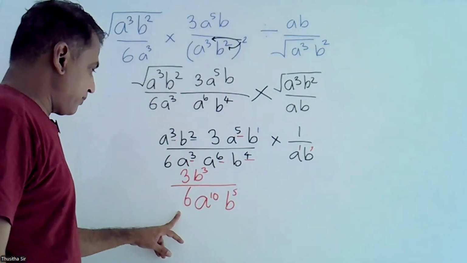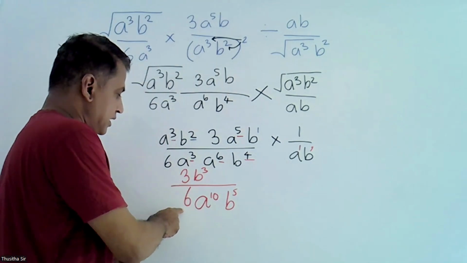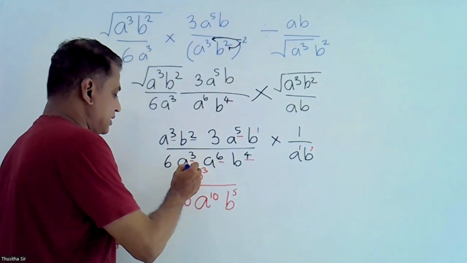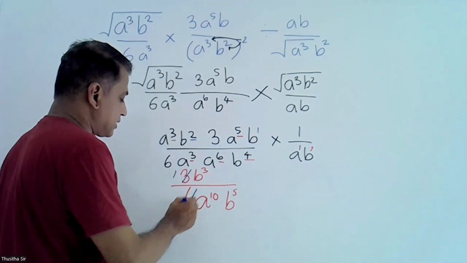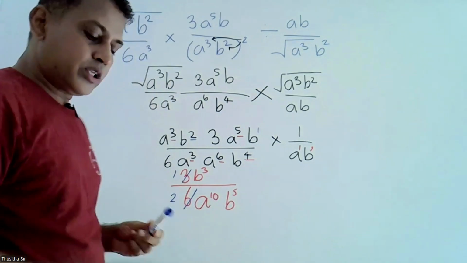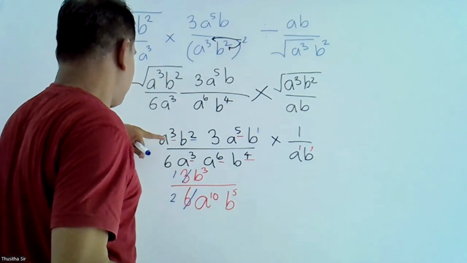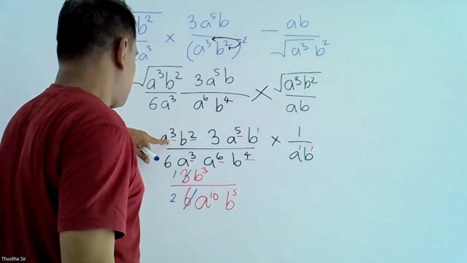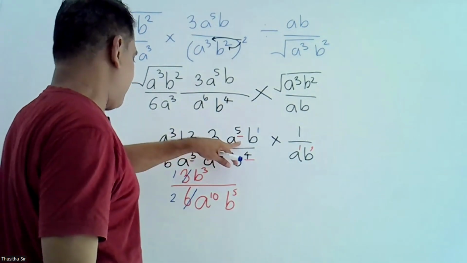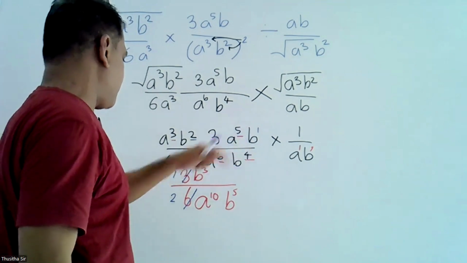Now still we can do something. So here the top is 3, bottom is 6. So I can divide both the top and bottom by 3. So 3 divided by 3 is 1. 6 divided by 3 is 2. Right? Now the top one, a. So here 3 plus 5, 3 plus 5, 8.